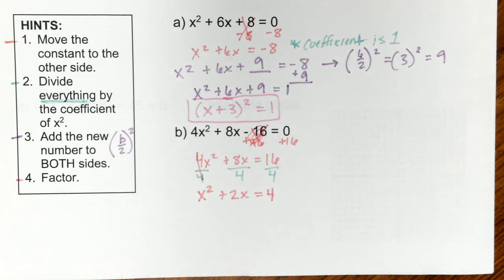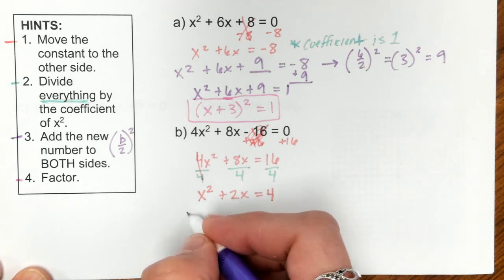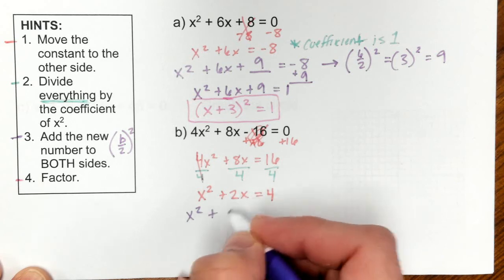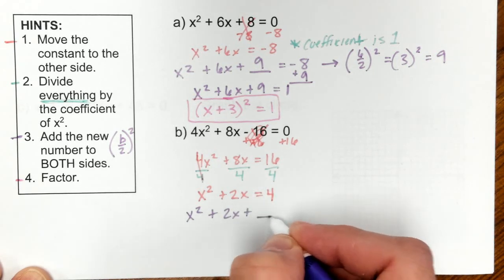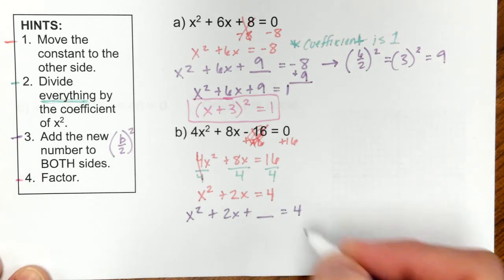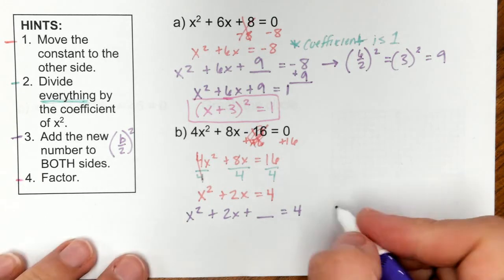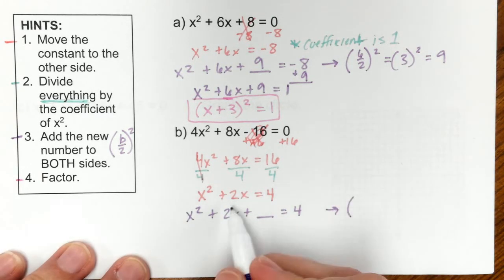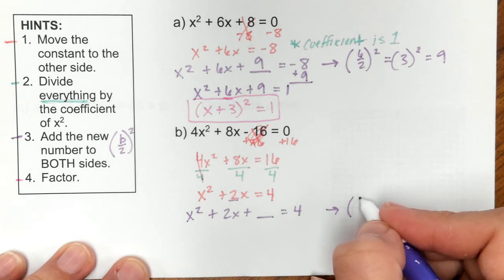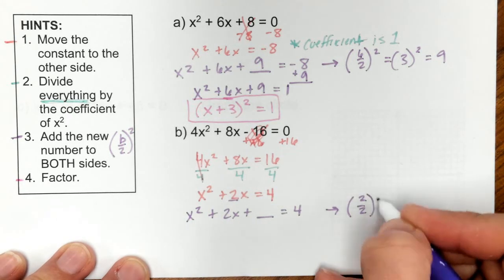So now we're ready to take our last two steps. That b divided by 2 squared. So we have our x squared plus that 2x plus, we don't know yet, is all equal to 4. So let's take a look. Our b, which was 2, we're going to take 2 divided by 2, all squared.